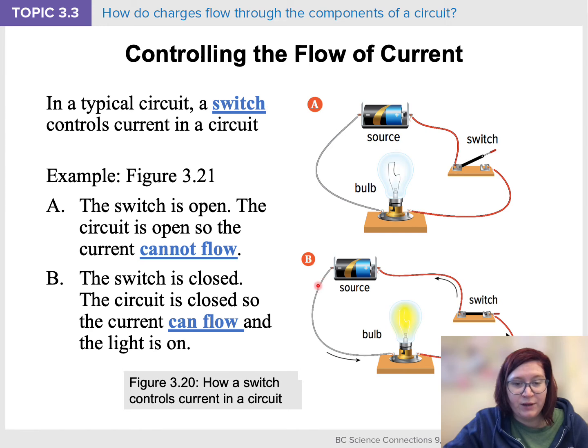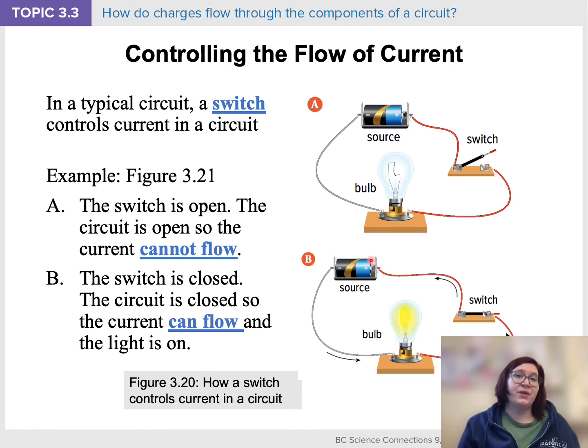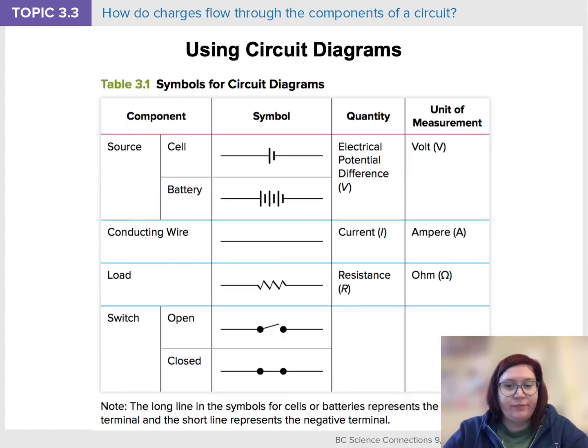flow. So it comes from the negative end, through the bulb, over here through the switch, and then back into the positive terminal. So it can flow, and the light is turned on. Okay, so when you hit a light switch, you are closing a circuit. Instead of having to draw a sketch of a little battery and a little sketch of a light bulb every time, we can use these symbols and draw something called a circuit diagram.